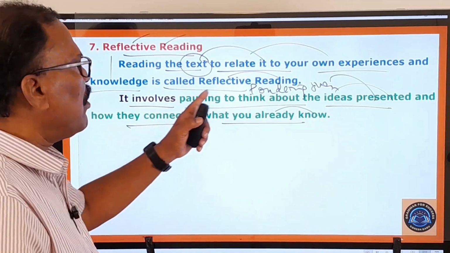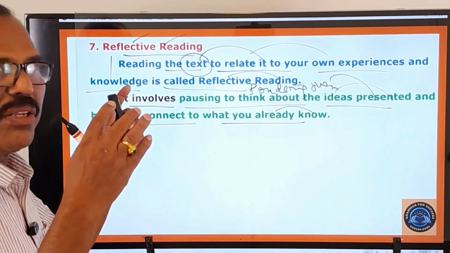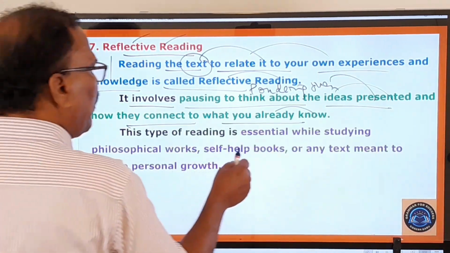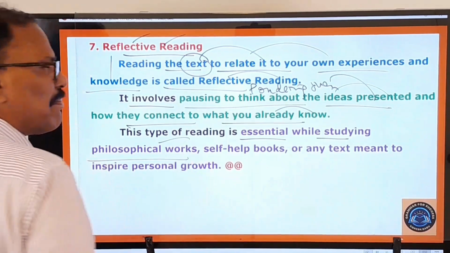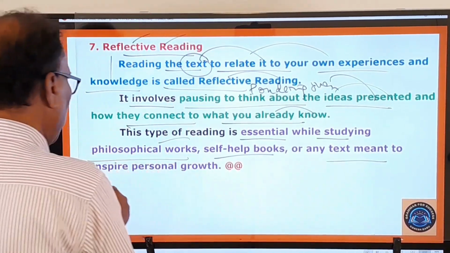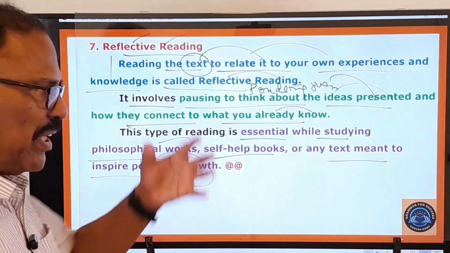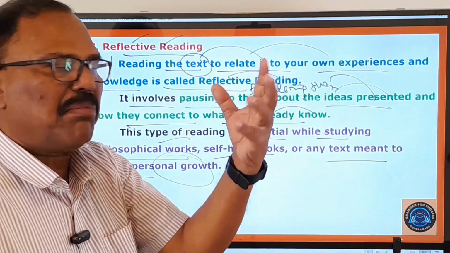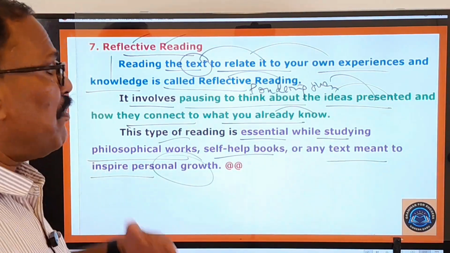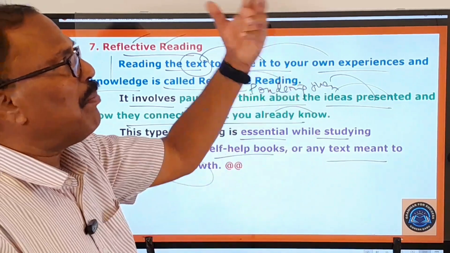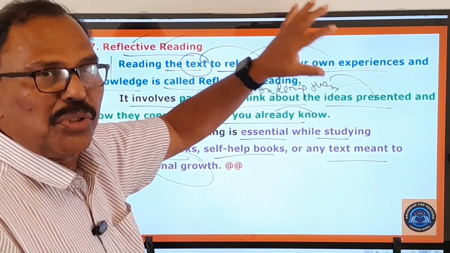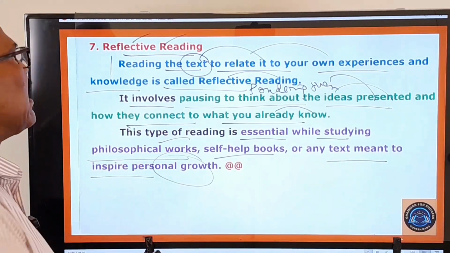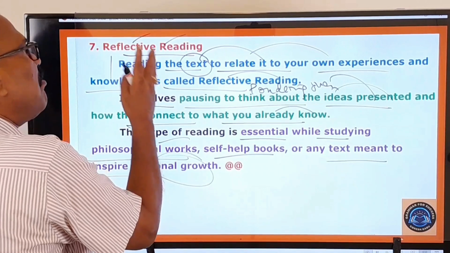So in this reading you ponder over the ideas presented and you also see how they connect to what you already know. So that is very important, and this type of reading is essential while studying philosophical works, self-help books, any text meant to inspire personal growth. So Yandamuri Veerandranath's personal growth books are there, and personal growth books written by various persons are also there. Okay, and if you want to understand all of them, if you want to apply those ideas presented in that book to your life, you have to read that passage very carefully. So that kind of reading is therefore called reflective reading, right?